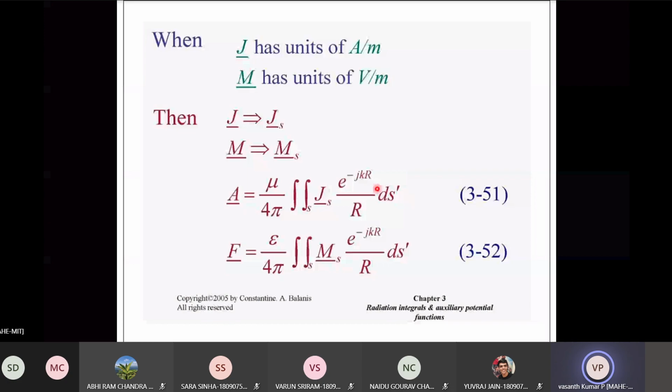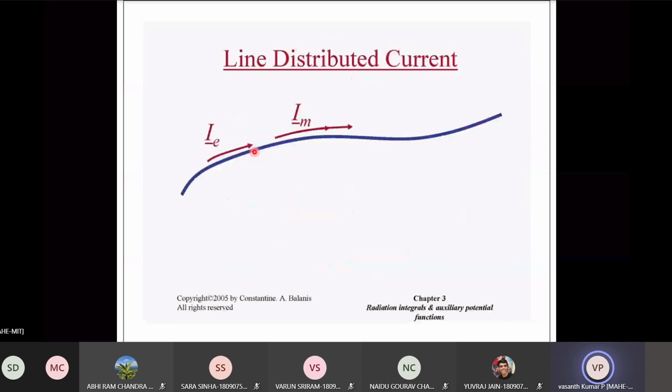Okay. And here ds dash is also area when current is expressed as amperes per meter, and magnetic current, electric current J is expressed as amperes per meter and magnetic current M is expressed as volts per meter. So for surface currents, you have this expression. If it is line distributed current, then we have amperes and volts. Source. So we have this equation.